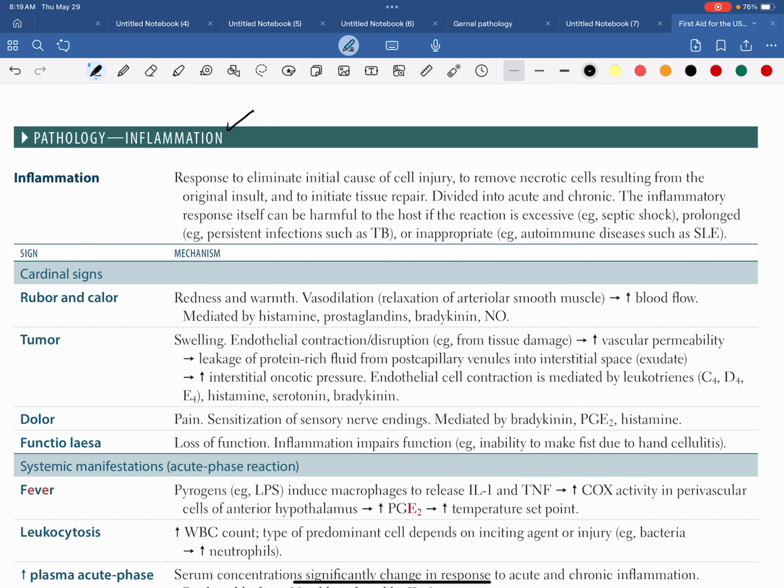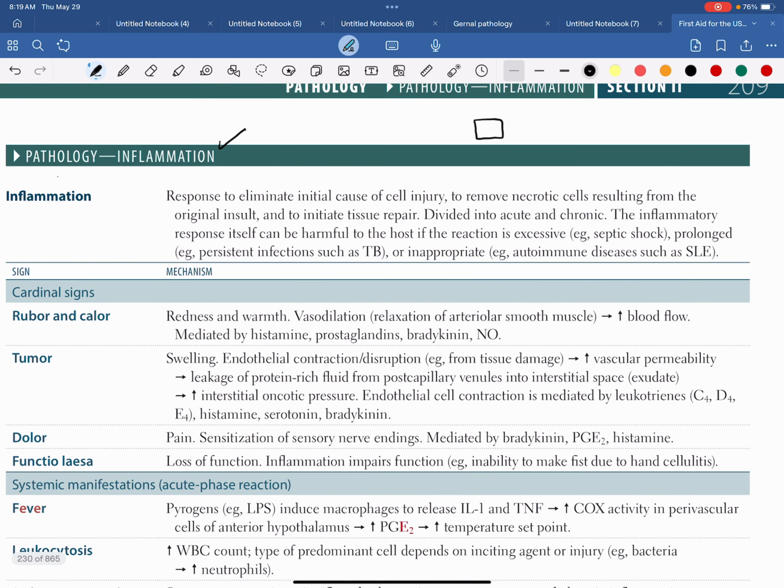It is a response to eliminate the initial cause of cell injury. So let's take an example. Let's suppose here is one cell, and your cell is going to be injured from any cause, from any reason. After the cell injury, your body tries to repair this cell. When your body is trying to repair this cell, certain inflammatory cells are produced by our immune system, and those inflammatory cells then lead to inflammation in response to eliminate the cause of cell injury. So it is the definition.